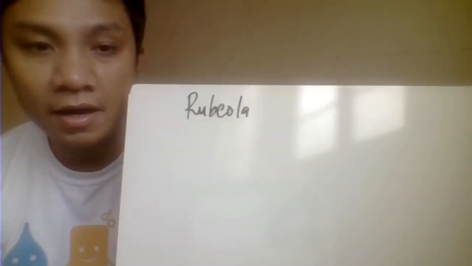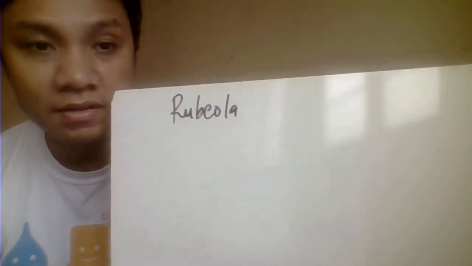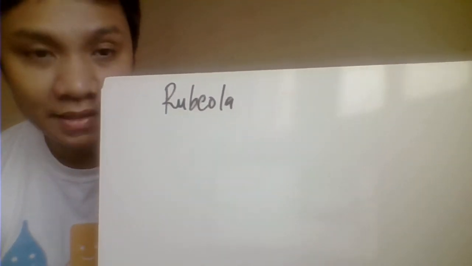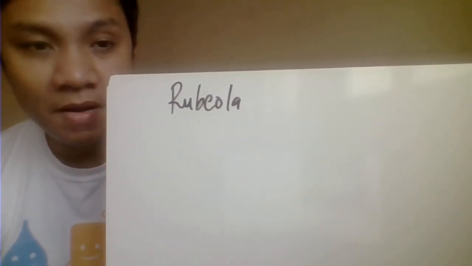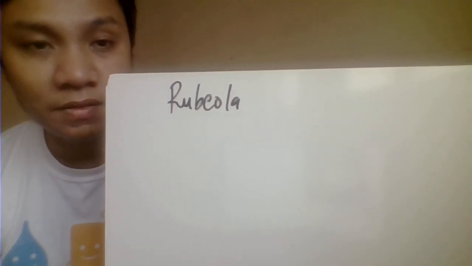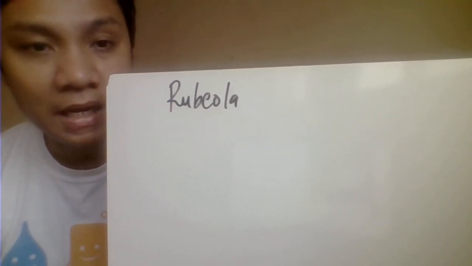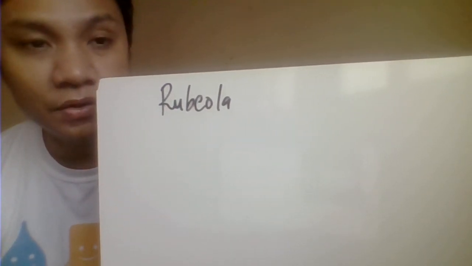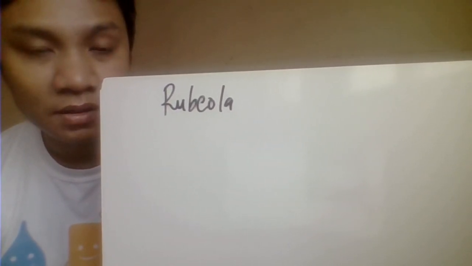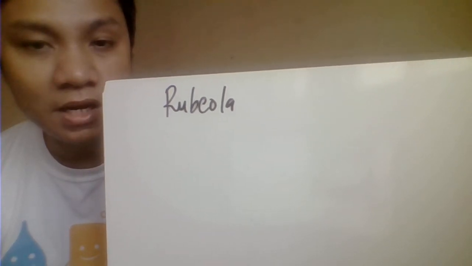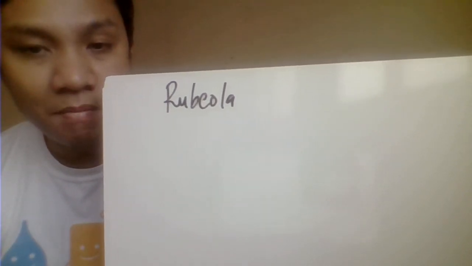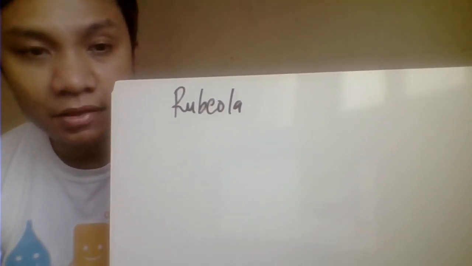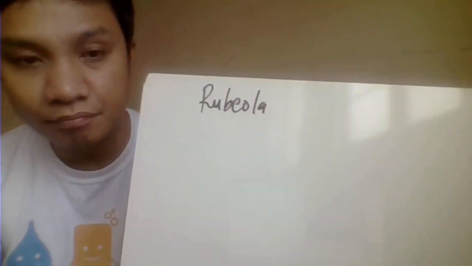Next we have here the rubeola. Rubeola is the causative agent of measles. This is caused by a paramyxovirus belonging to the morbillivirus genus. This is a single-stranded RNA, also an enveloped virus. Basically, the virus is transmitted primarily by respiratory droplets.